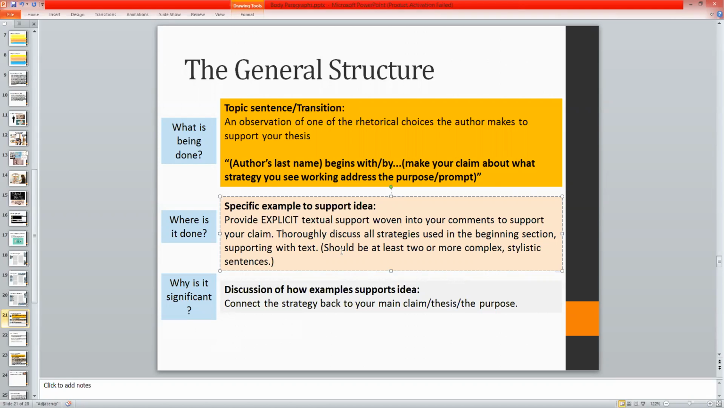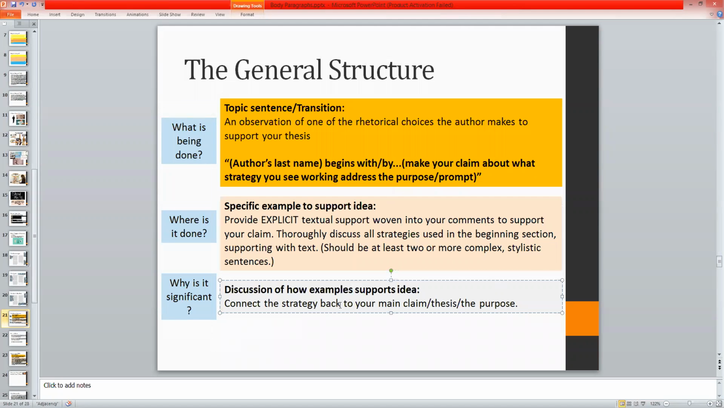Try to always bring in 2 or more complex stylistic sentences, meaning that you want to make sure there's at least 2 examples chosen from the reading itself to put into your paragraph. That always works better than just one arbitrary example.